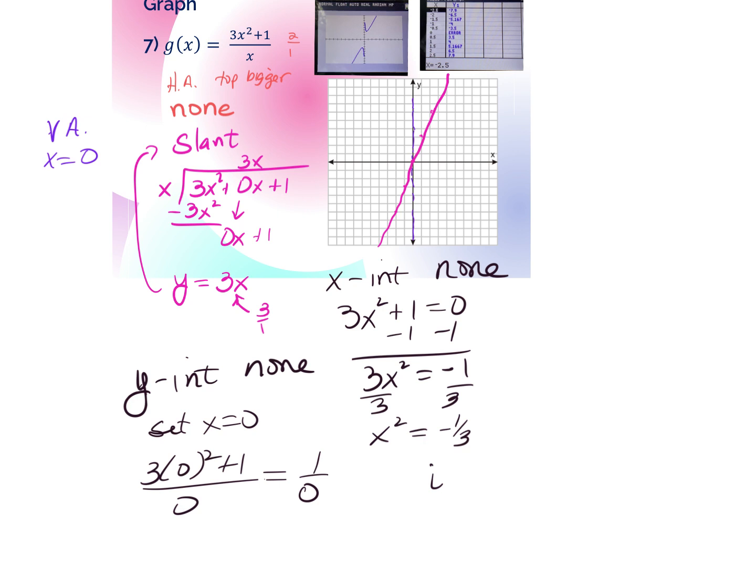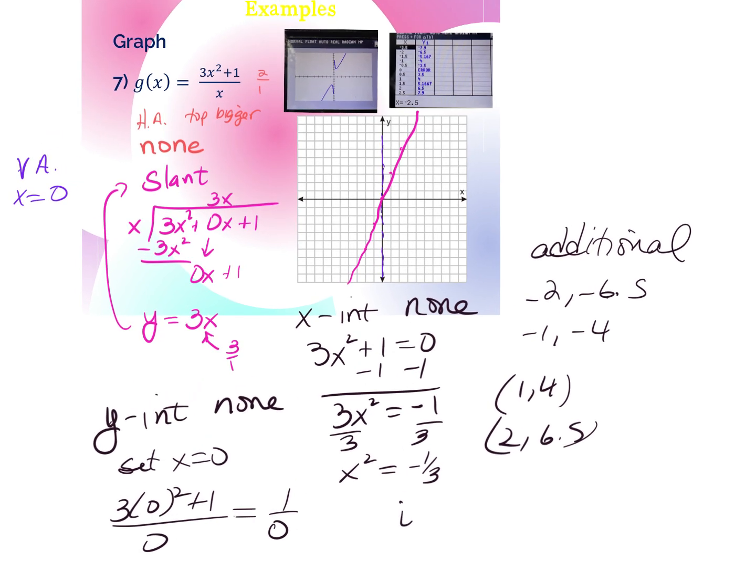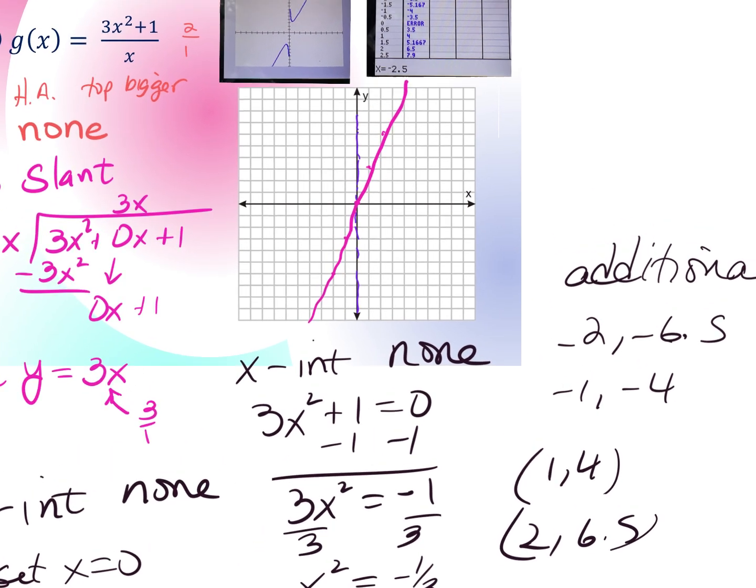So now once I keyed in my calculator, I'm just going to get additional points to the left of that vertical asymptote and to the right. So for my additional points, I'm just looking for x values that are less than 0 and then greater than 0. So for the left side, I could use -2 and -6.5, -1, -4. And for the right side, I could do 1 and 4, and then 2 and 6.5. So let me go ahead and get these in the graph. So 1 and 4.